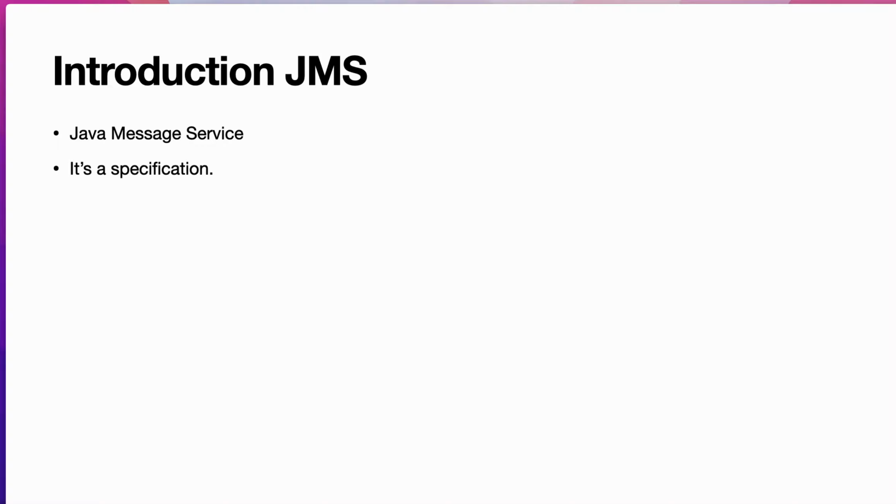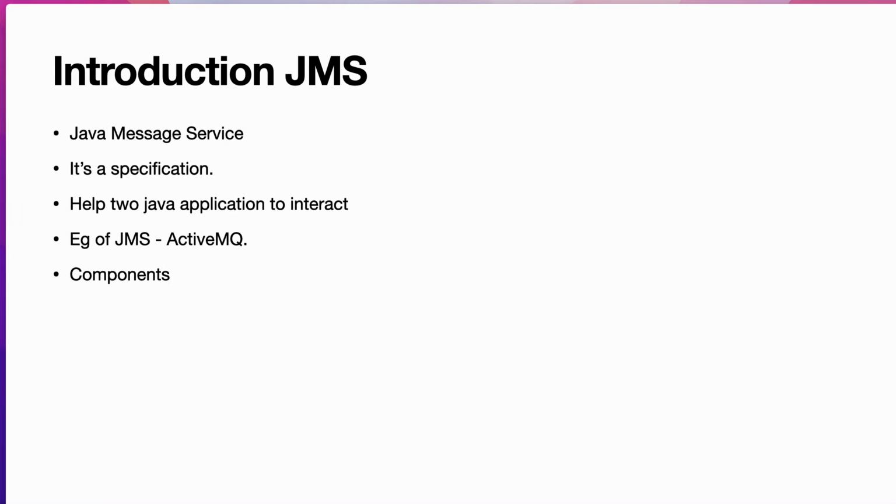What is the main use of JMS? JMS is used basically to communicate to Java application. You need to focus on the term Java application. An example of JMS, it's not RabbitMQ, it's ActiveMQ. The main components of JMS are producer, consumer, queue, and topic.